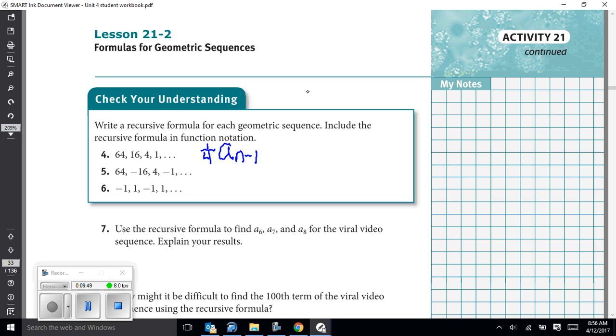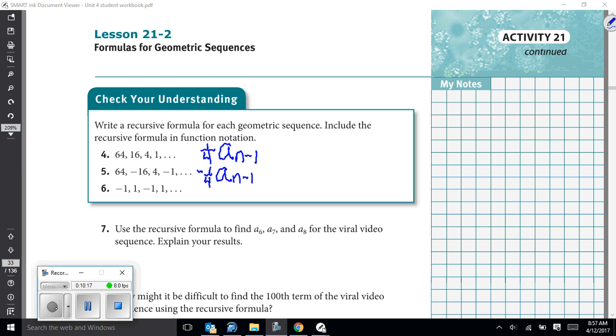All right. So I'm going to pause YouTube. So it's the same pattern with a sign change. So this one's going to be negative 1/4 times our previous value. I just read the directions real quick, and it also says include the function notation. So how would we write these each in function notation form?